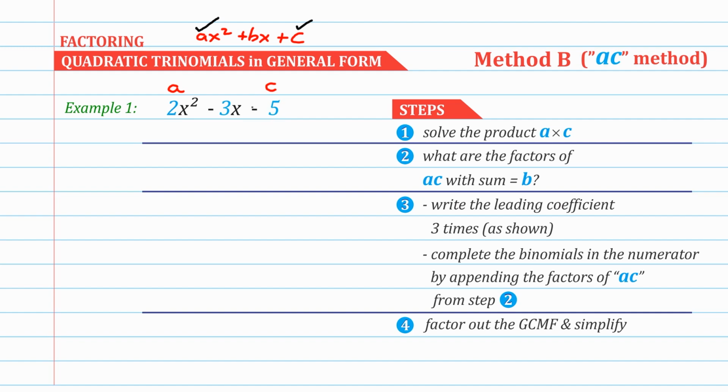Now what do we do with a and c here? According to step 1, let's try and get their product. So let's try and do that. a is 2 times c is -5.